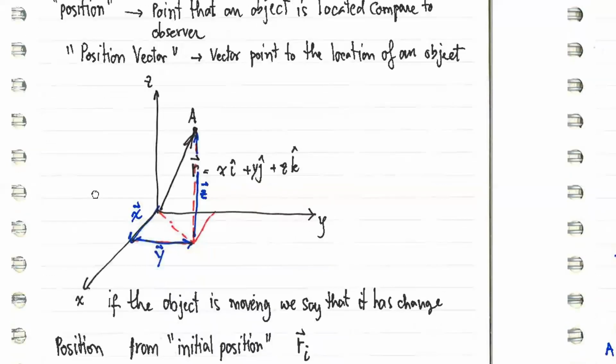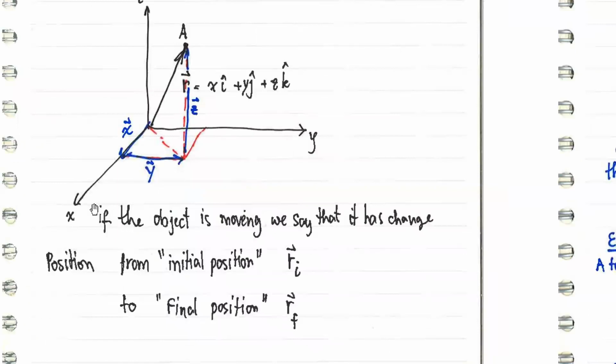Now, if the object is moving, it changes position. So we have two positions now. The initial position, where it starts, we use the symbol Ri. And the final position, or the position where it ends, we call Rf.